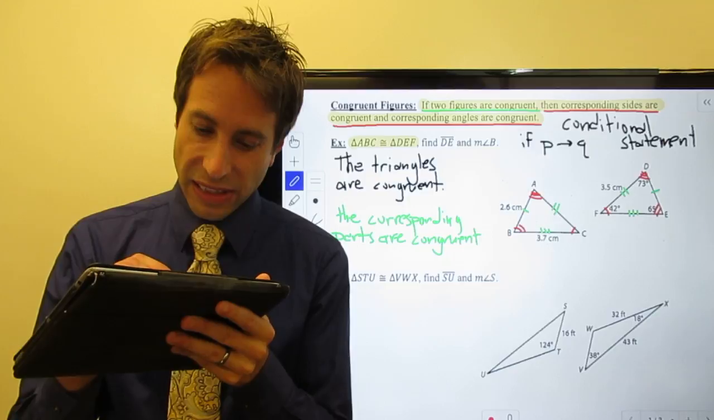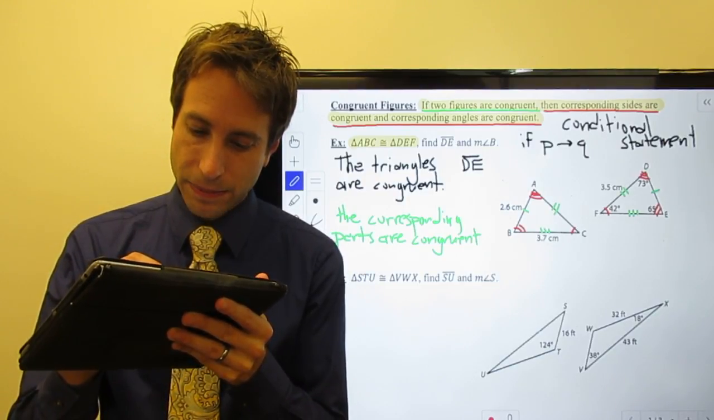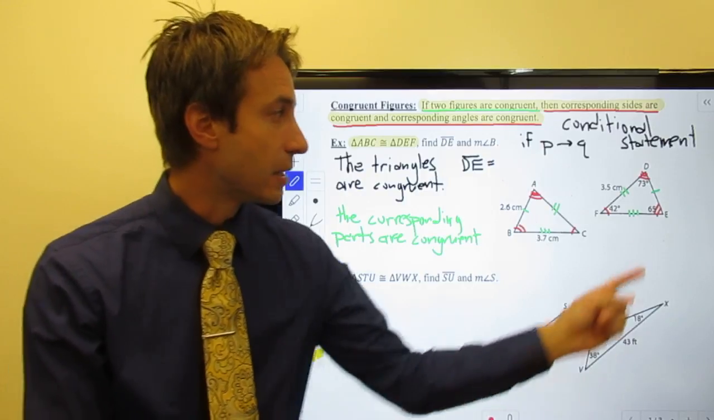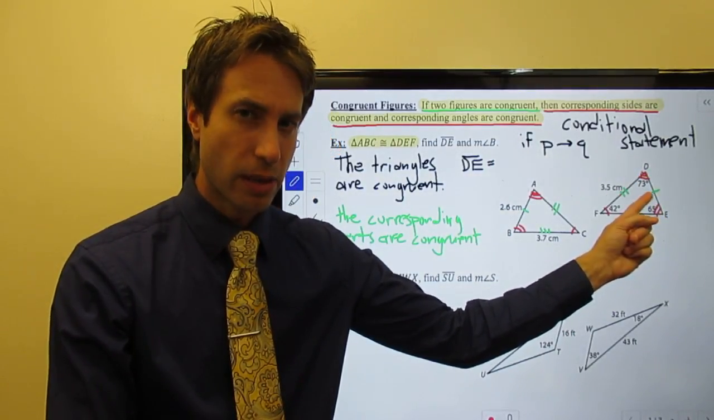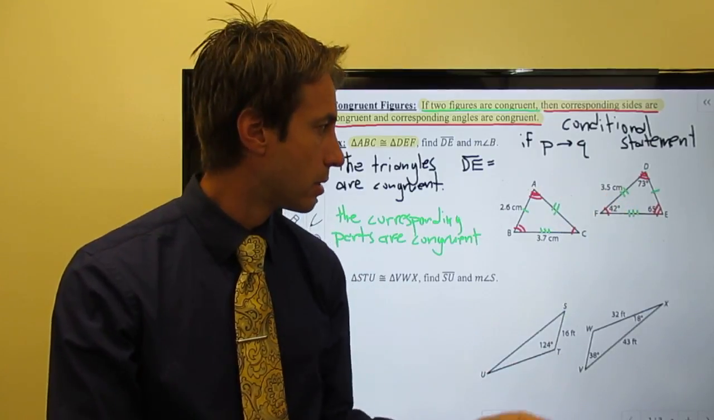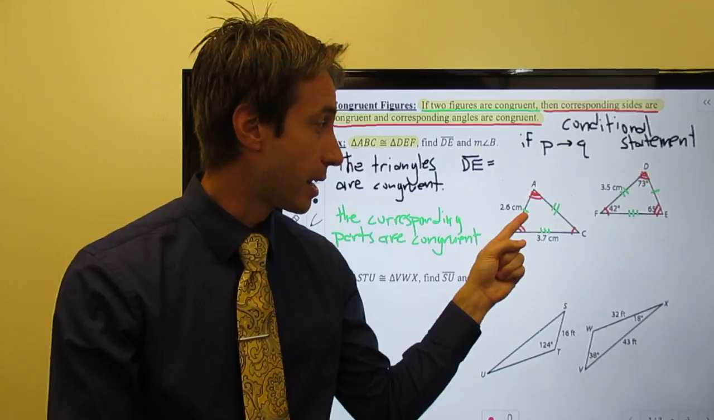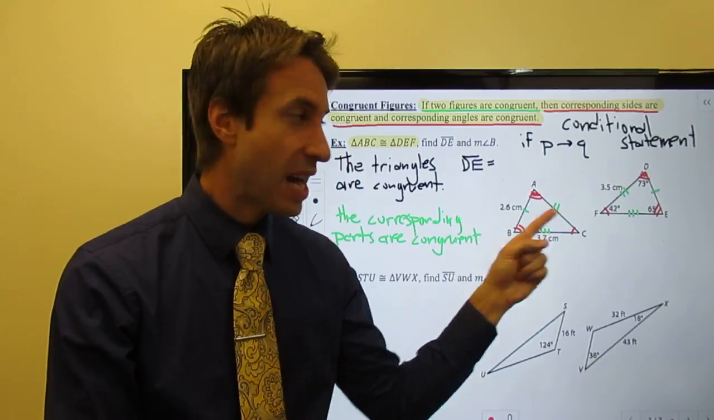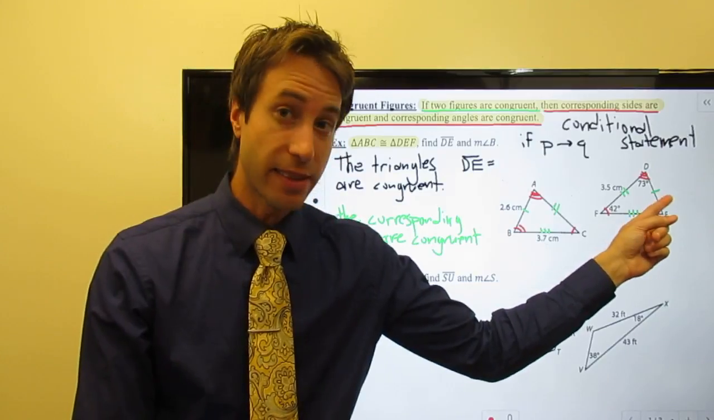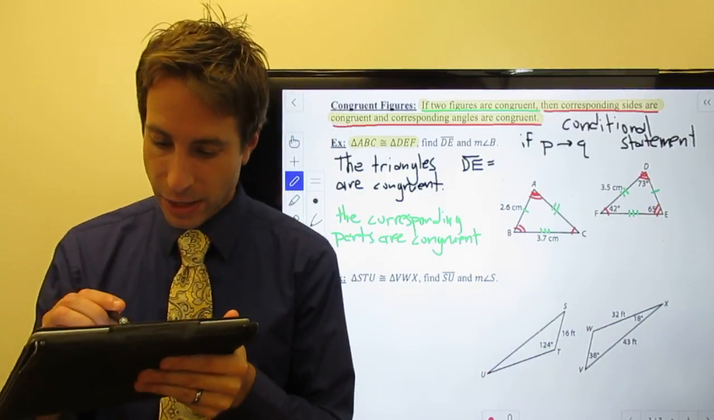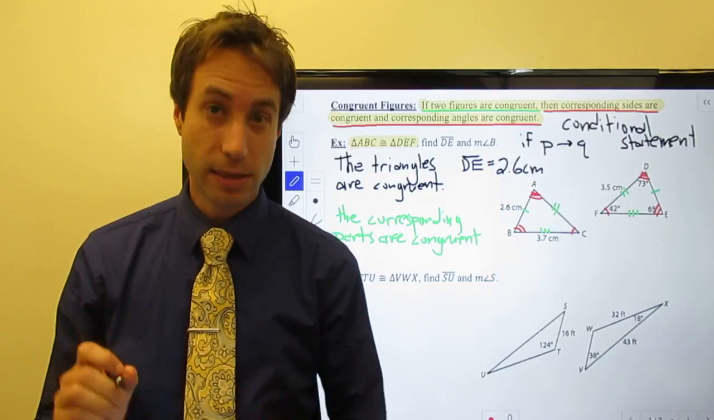I want to know the length of the line segment DE. Well, where's DE? Right there, that's DE. Please notice, single hash mark. Go to the other triangle. Single hash mark. What's the length of this side? And since corresponding parts have to be congruent, guess what the length of this side has to be? Just that simple, 2.6 centimeters.